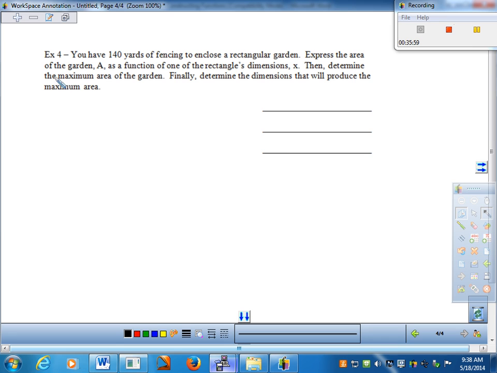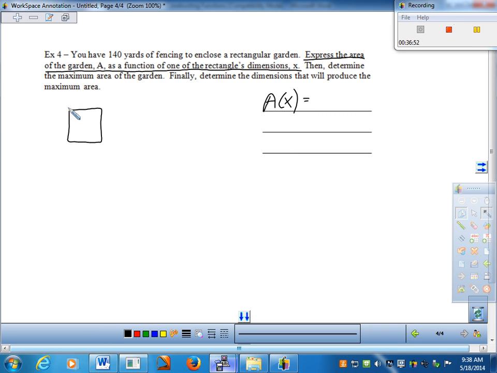And let's highlight what needs to be highlighted. Express the area of the garden, which will be A, as a function of one of the rectangle's dimensions, which is going to be x. So, I don't know, even before I draw something, let's just at least get the notation out there. A in terms of x. Perfect. And now I just see we've got a rectangular garden. Okay, not bad.